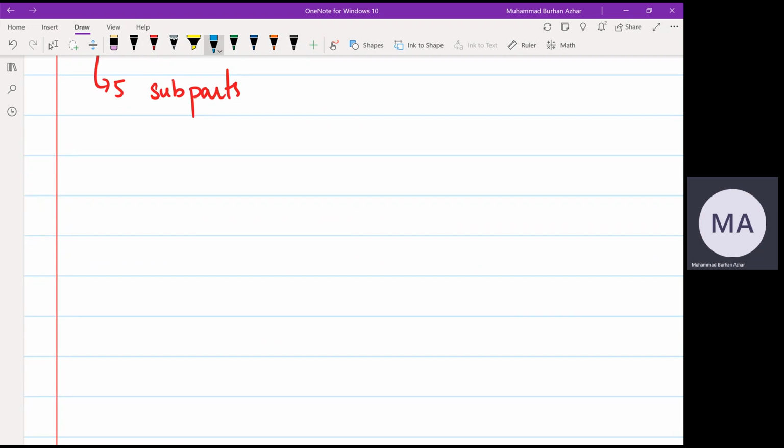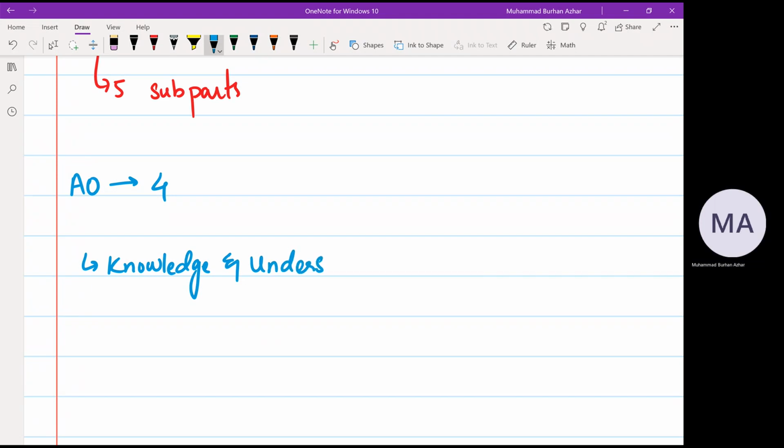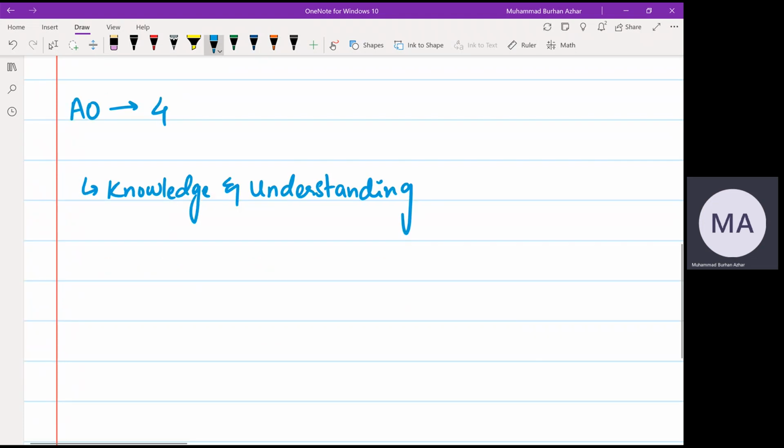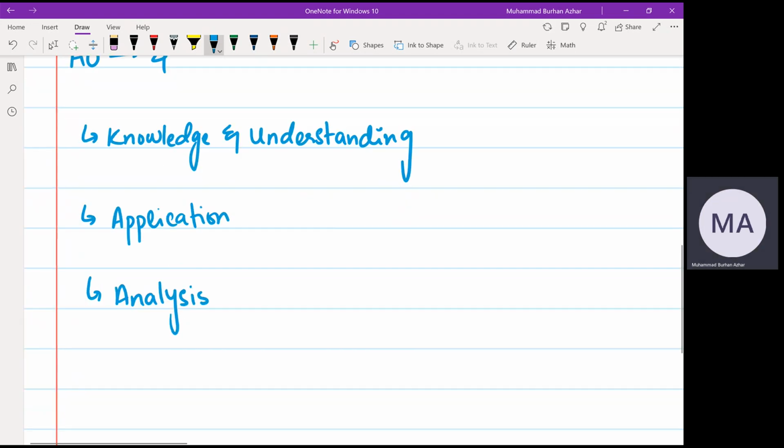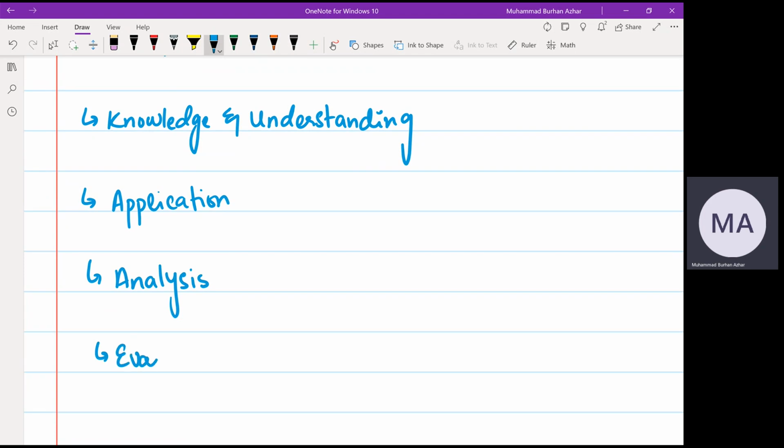Let's talk about the assessment objectives. So there are basically 4 assessment objectives that you'll be tested on and that you should know about. सबसे पहला is your knowledge and understanding. The second assessment objective of your paper is your application. The third one is analysis. And the final assessment objective that you'll be tested on is your evaluation.